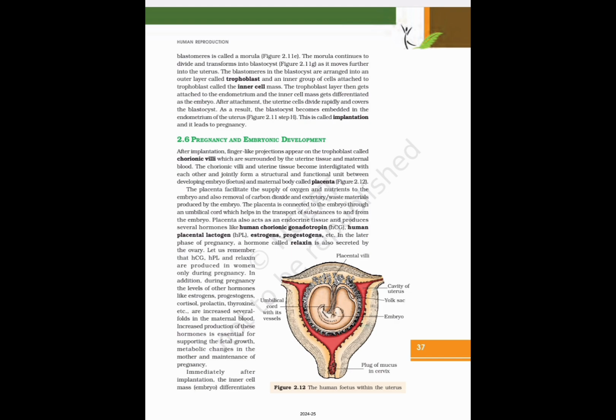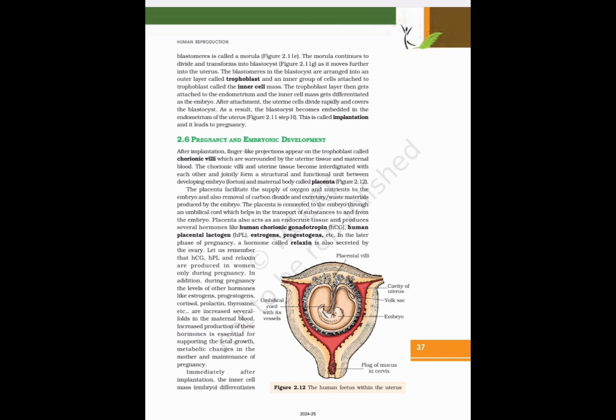The blastomeres in the blastocyst are arranged into an outer layer called trophoblast and an inner group of cells attached to the trophoblast called the inner cell mass. The trophoblast layer then gets attached to the endometrium and the inner cell mass gets differentiated as the embryo. After attachment, the uterine cells divide rapidly and cover the blastocyst. As a result, the blastocyst becomes embedded in the endometrium of the uterus. This is called implantation and it leads to pregnancy.